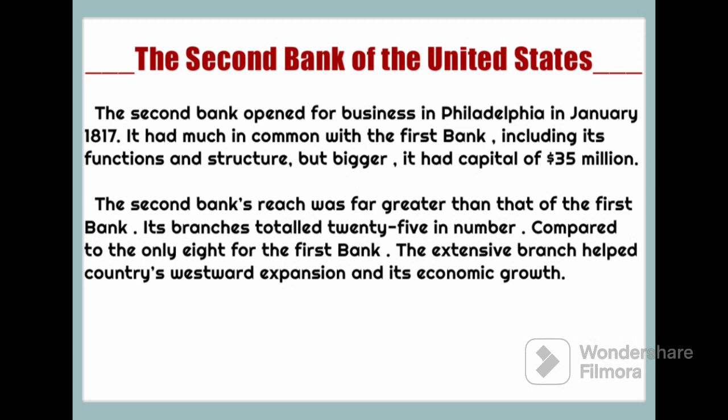The Second Bank opened for business in Philadelphia in January 1817. It had much in common with the First Bank, including its functions and structure, but was bigger. It had capital of $35 million. The Second Bank's reach was far greater than that of the First Bank. Its branches totaled 25 in number, compared to only 8 for the First Bank. The extensive branch network helped the country's westward expansion and its economic growth.